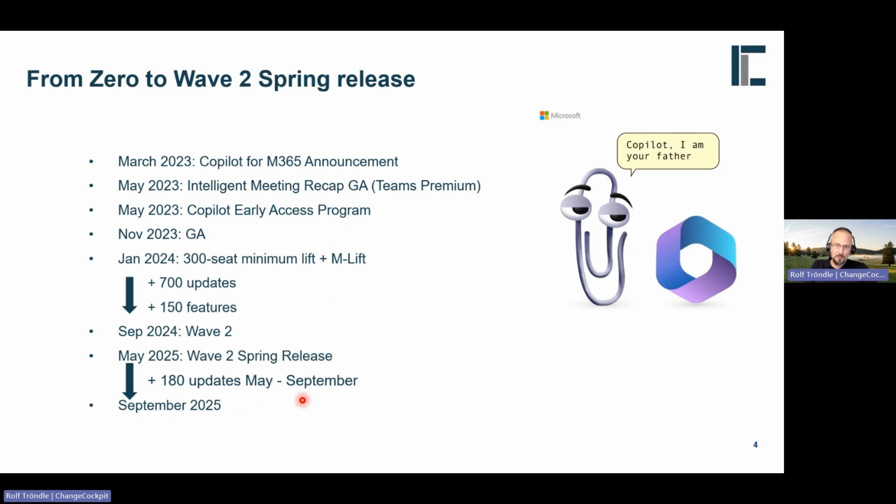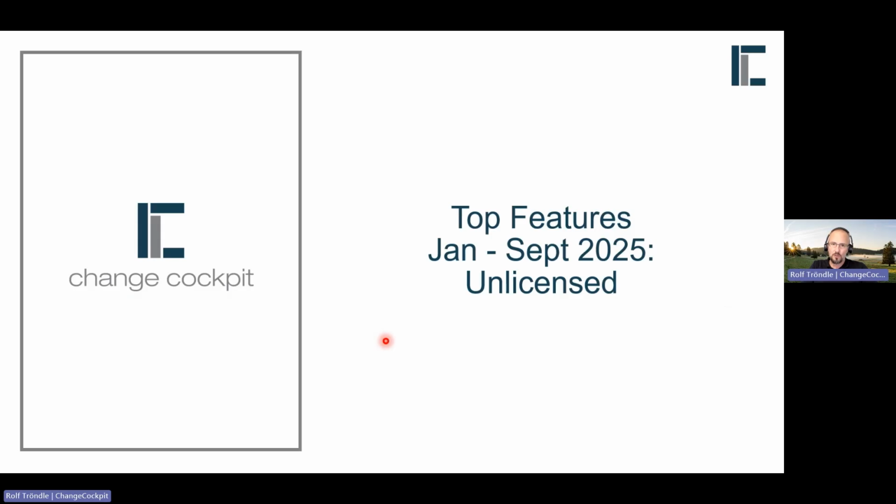So now we are in September 2025, and because it's so many features, I summarized my top features which were coming out from January till September this year. I divided this into two sections. First one is about unlicensed users, meaning the Copilot base functionality, which is included with Copilot EDP, extended data protection, which is included if you have some sort of Microsoft 365 license. All of you get this feature, even also those users who have a dedicated Copilot license.